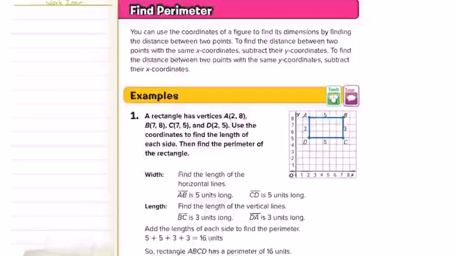Welcome to Chapter 9, Lesson 5, Polygons on the Coordinate Plane. If you look above where it says Find Perimeter, it says, you can use the coordinates of a figure to find its dimensions by finding the distance between 2 points.